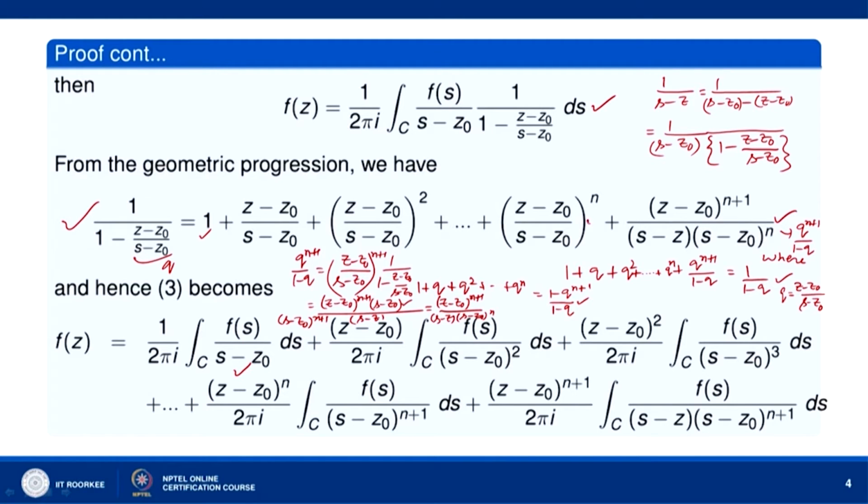Now, the term corresponding to this: (z minus z naught) to the power n by 2 pi i integral over C f(s) ds over (s minus z naught) to the power n plus 1, and then the last term (z minus z naught) to the power n plus 1 by 2 pi i integral over C f(s) over (s minus z naught) to the power n plus 1 ds, okay.